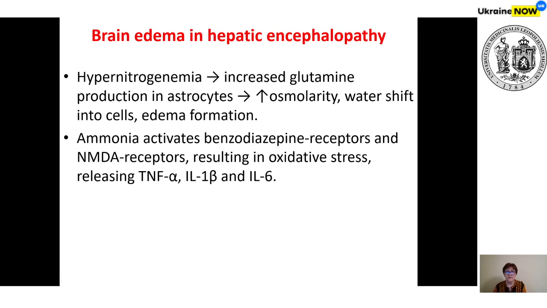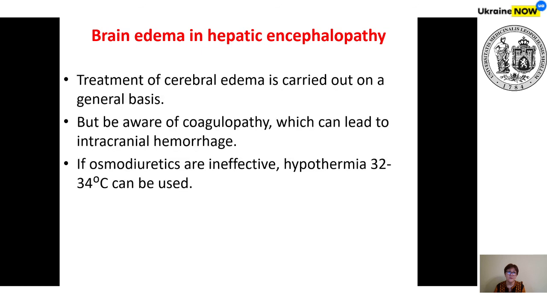Hypernitrogenemia can lead to increased glutamine production in astrocytes, increasing osmolarity in neurons and water shift into cells that can lead to edema. So ammonia affects astrocytes, benzodiazepine receptors, and N-methyl D-aspartate receptors, resulting in oxidative stress, releasing TNF-alpha, interleukins 1 beta and 6. All these things can lead to brain edema in hepatic encephalopathy.